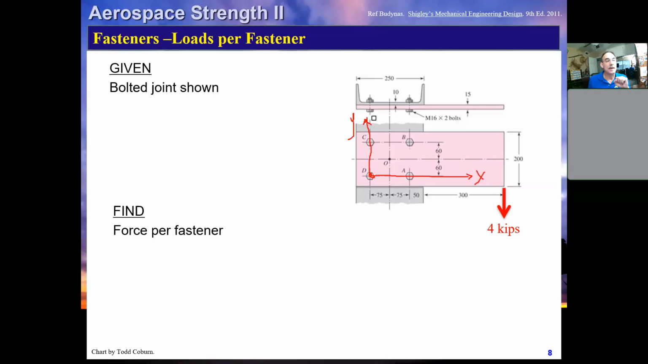Then we can identify the location of the center of each bolt, and we can construct our table for analysis. This will be easiest to implement. We then will figure out where our centroid is, our X bar, and we'll find our Y bar.